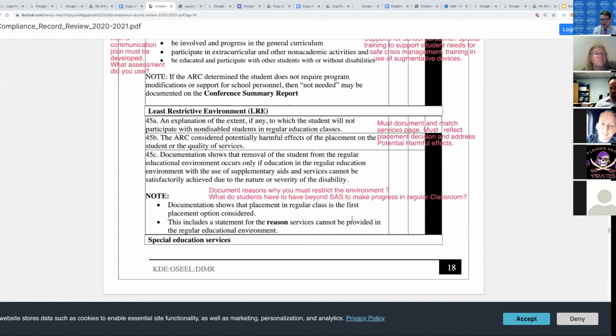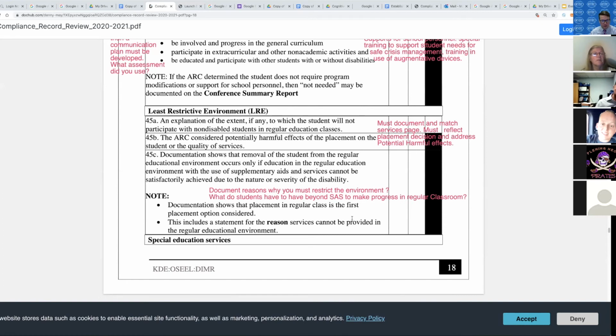And we don't use things like as needed or maybe, or we're pulling out because of this, we're pulling out because of that on a non-consistent basis. We don't put that stuff in there. We put exactly what is happening for that student and what's documented in their service minutes. And we see this all the time.